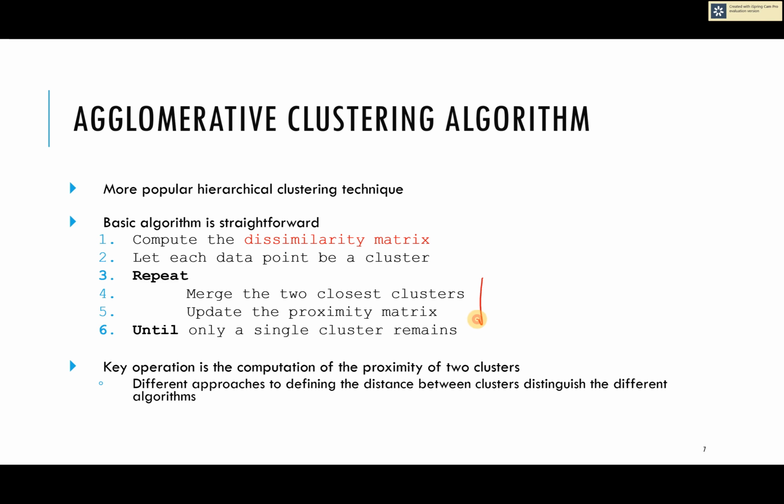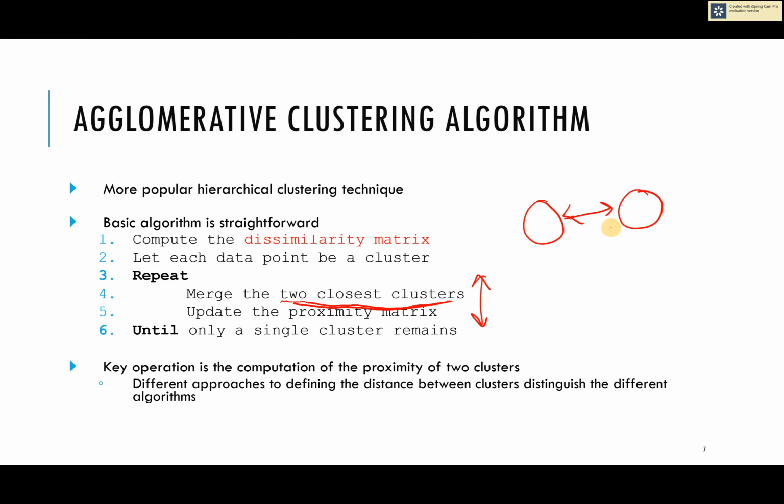And this is the thing that is very important, where you need to repeat these 4 and 5 steps. One, you have to merge the 2 closest clusters. Okay, so you need to have 2 clusters first. Okay, 2 clusters with the lowest Euclidean distance, or the lowest dissimilarity matrix. And then you have to update the proximity matrix between these 2 clusters.